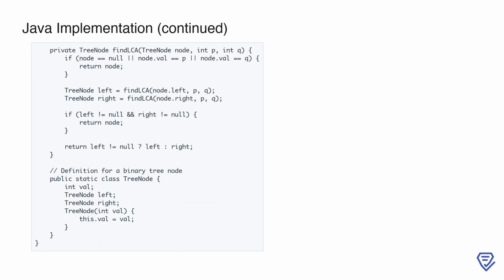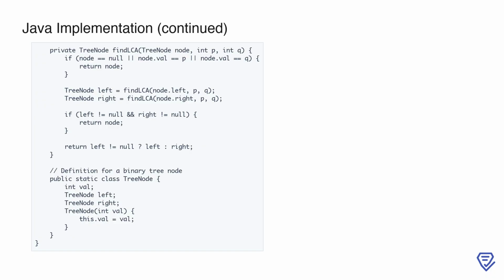The findLCA method is a recursive function used to determine the lowest common ancestor of two given nodes, P and Q. If the current node is null or matches one of the target values, it returns the current node as a potential LCA. Otherwise, it recursively searches the left and right subtrees for the two nodes. If both the left and right recursive calls return non-null values, it means one node was found in each subtree, making the current node their LCA.